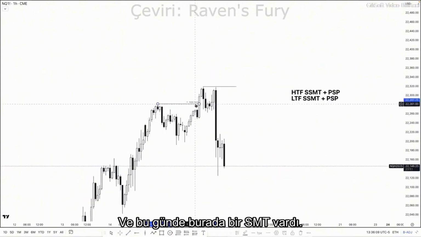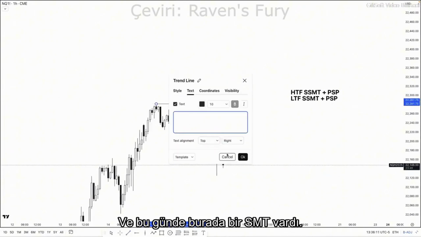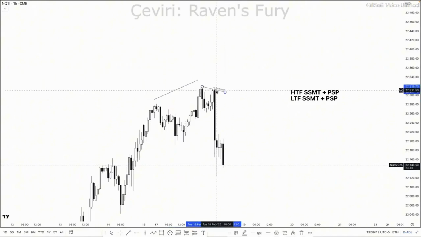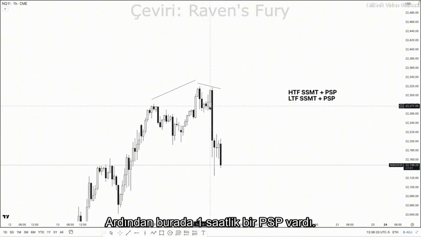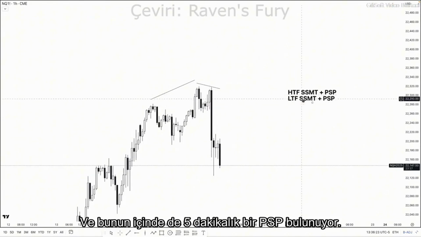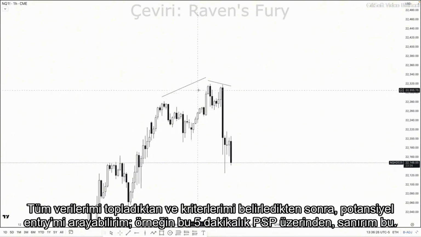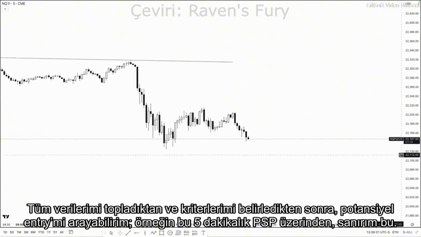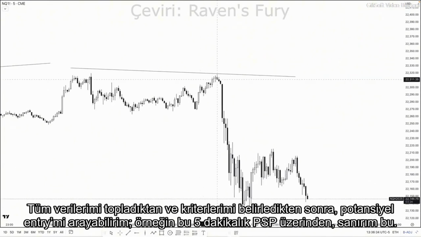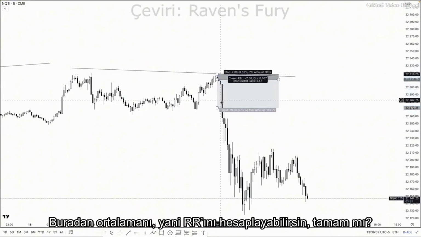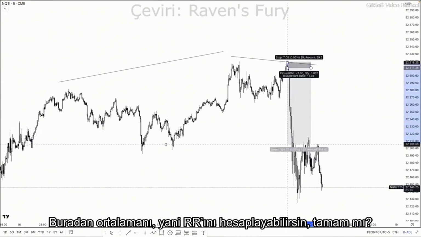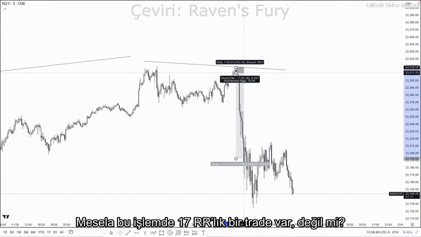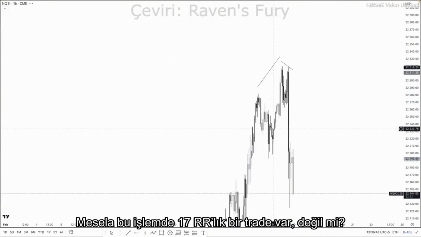And on this day, today there was a SMT here. Okay. And then there is a 1 hour PSP here, and within that there is a 5-minute PSP. So once I've collected all my data and I've found my criteria, I can then look for my potential entry. So it could be on this 5-minute PSP, which is this one, I believe. You can find your average, your RR. Okay, so in this trade, it's a 17 RR trade, right?